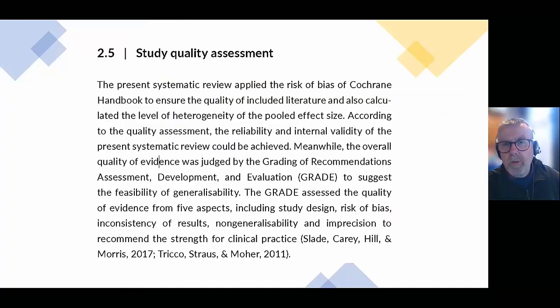So rather than using the more familiar CASP tool, they used the Cochrane Review's own tool known as the Risk of Bias tool. And I give the link and reference to both of these tools at the end if you wish to explore these further. I don't think that you as a student should see either of these as being somehow better. They both have their advantages as well as disadvantages.